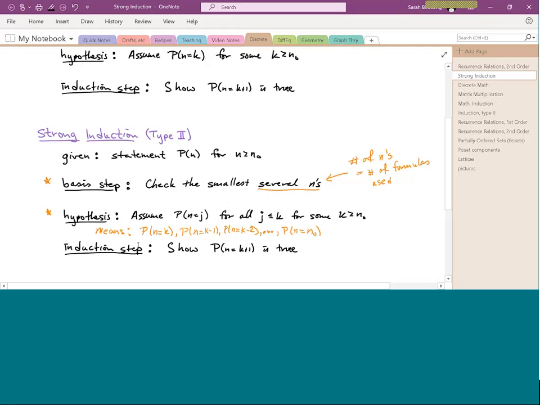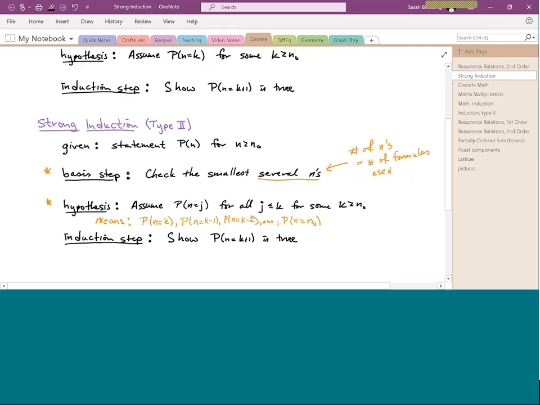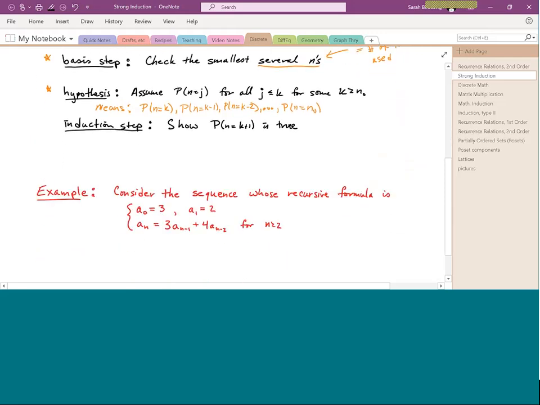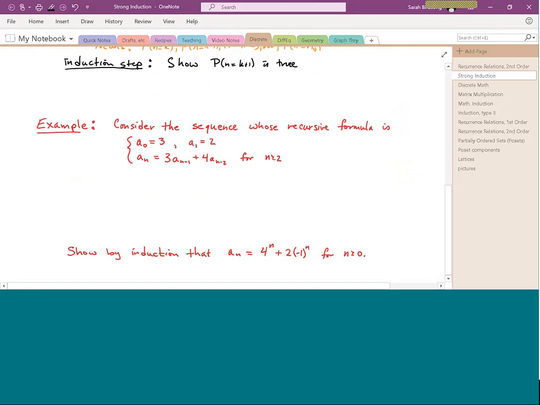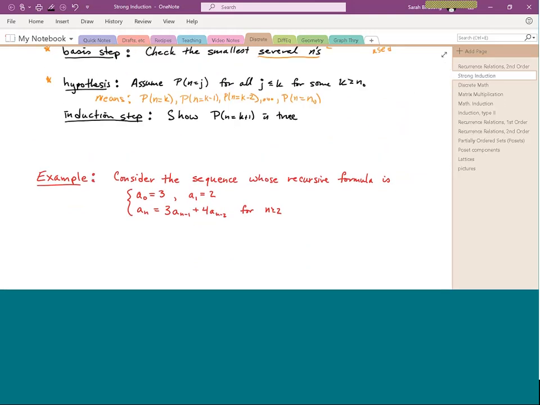Now, when do you need to use strong induction as opposed to just weak induction? When in your induction step, you don't just use the n equals k step, you also use one of these previous ones. So if you need to use two or more statements from your hypothesis, that's when strong induction has to come into play. So let us look at an example, and this example is dealing with a sequence. Let me get back to black writing here.